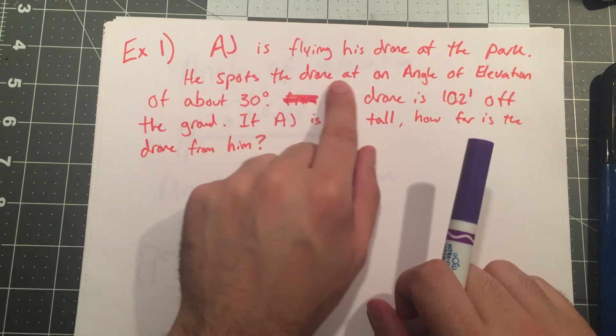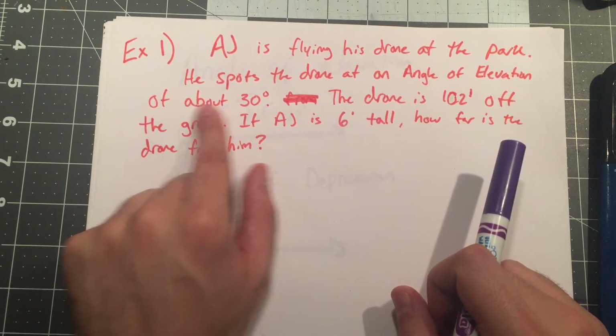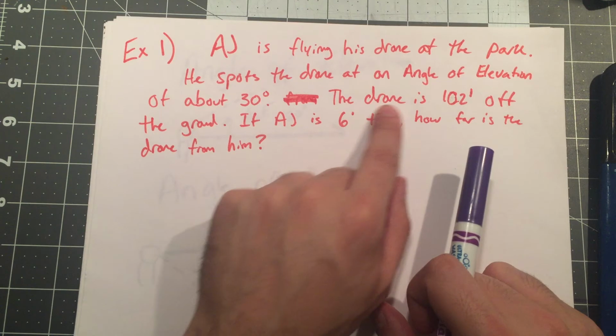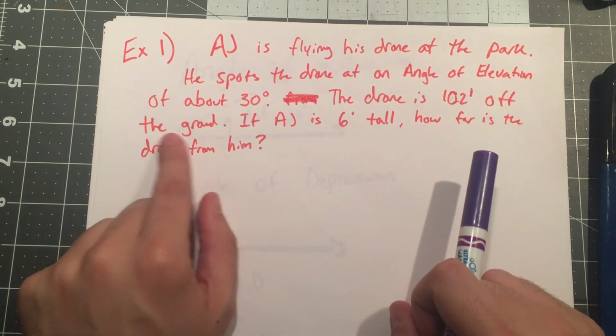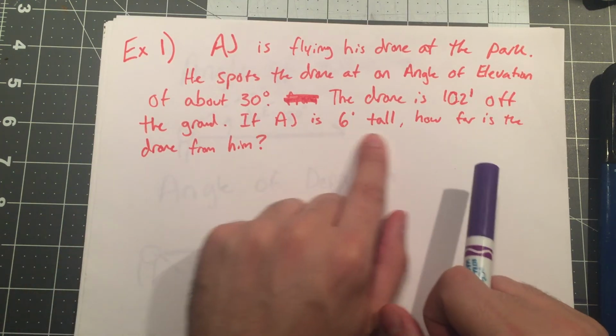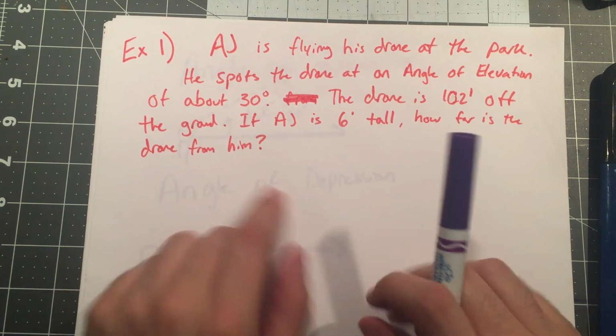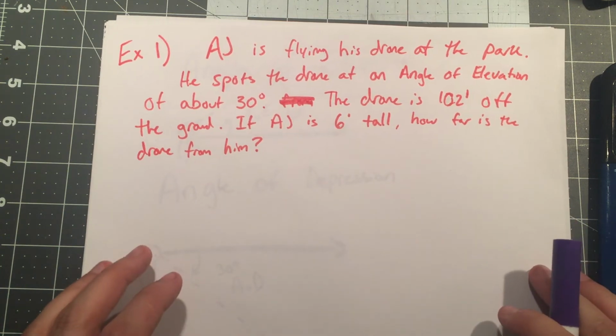AJ is flying his drone at the park. He spots the drone at an angle of elevation of about 30 degrees. The drone is 102 feet off the ground. If AJ is 6 feet tall, how far is the drone from him? So pause the video and copy that down.